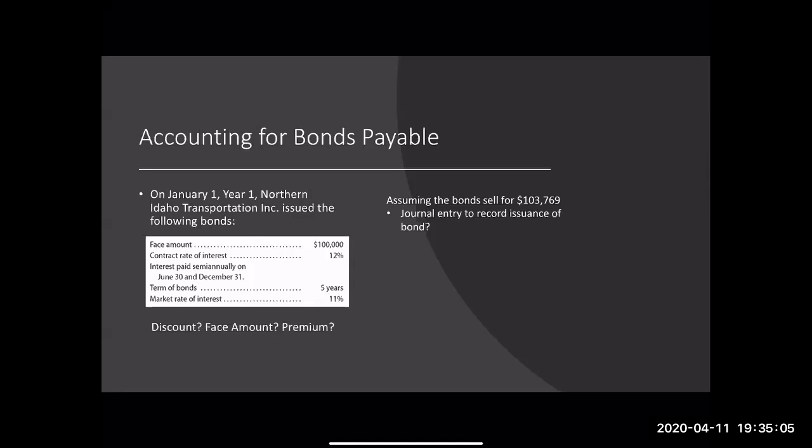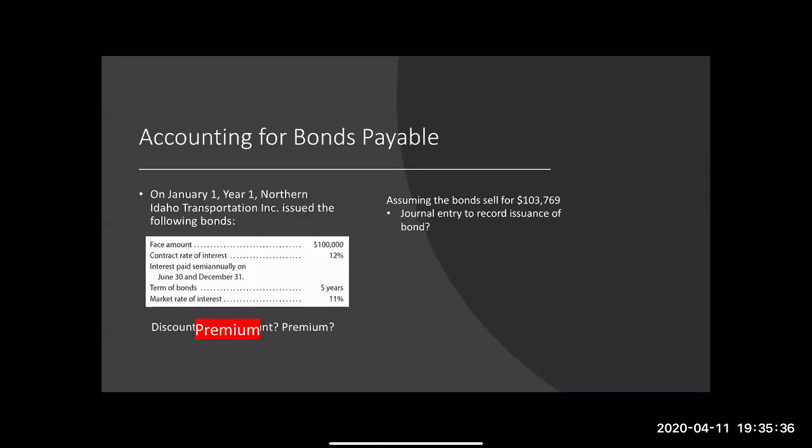Remember, the market rate of interest is everybody else that's in the market to sell bonds. And so based on this information, Northern Idaho Transportation's interest rate is a lot higher than what the market is, by 1%. So therefore, investors will likely want to pay a premium because the interest rate is higher. So therefore, this bond will sell at a premium.